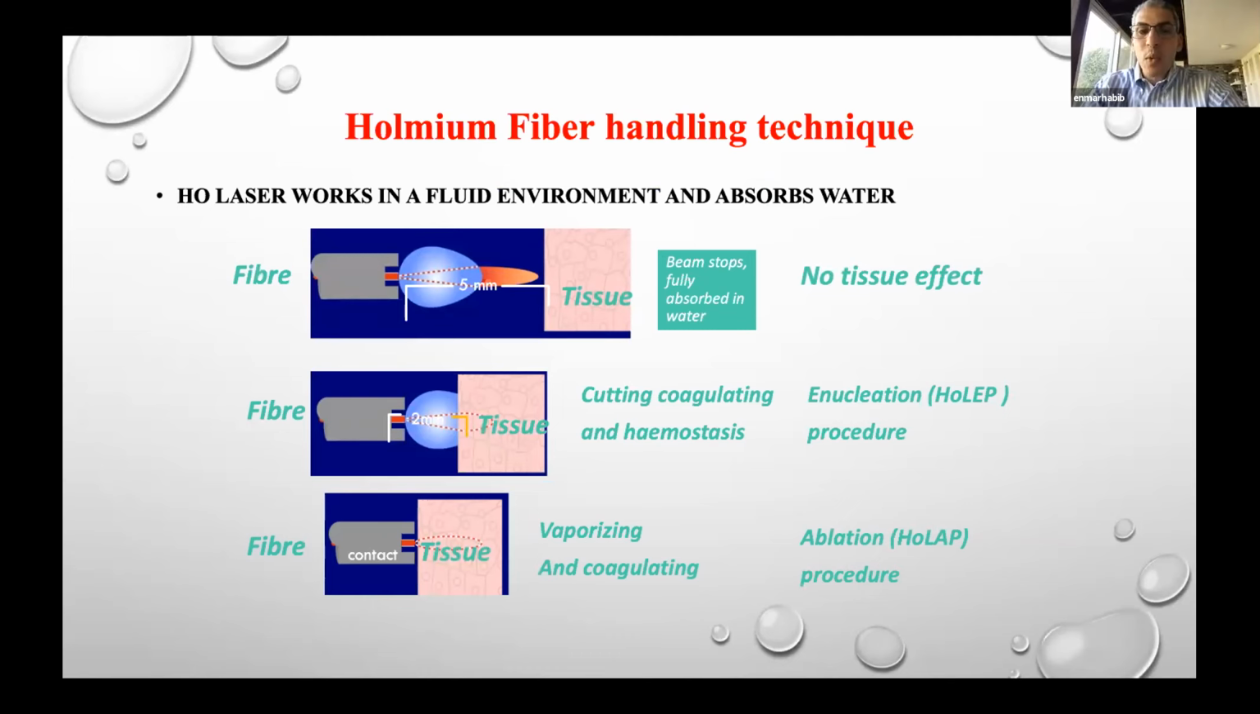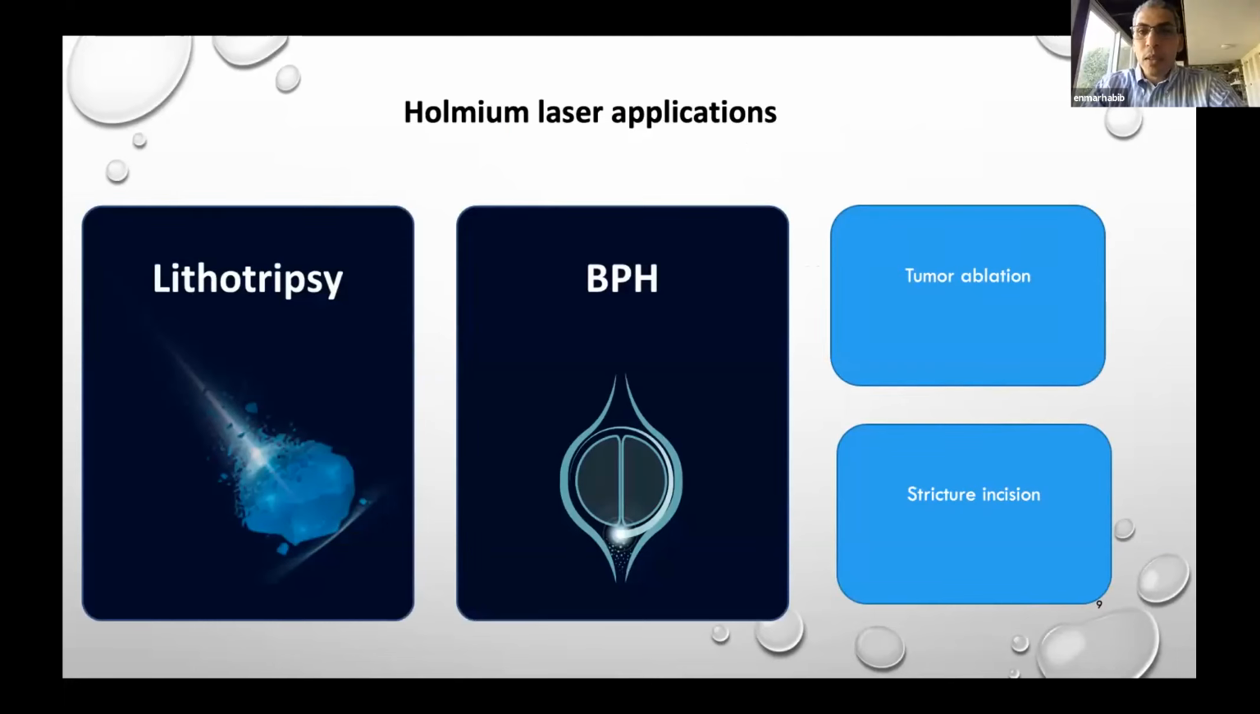Regarding the technique you use to handle the fiber: because the Holmium laser is absorbed by water, if you keep the laser fiber away from the target tissue by more than 5 millimeters, you will not see any effect, because all the energy will be absorbed by water. In HOLEP, we use a semi-contact technique. We keep the fiber 2 millimeters away from the tissue to give space for the steam bubble, which is formed at the tip of the fiber, to help you separate the tissues. If you apply the fiber directly on the tissue, you will get vaporization or coagulation.